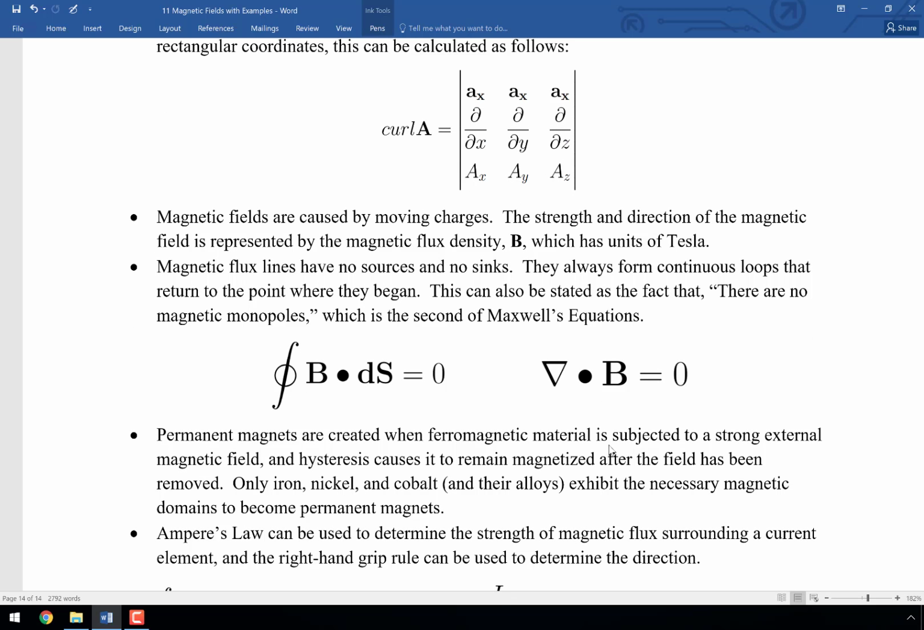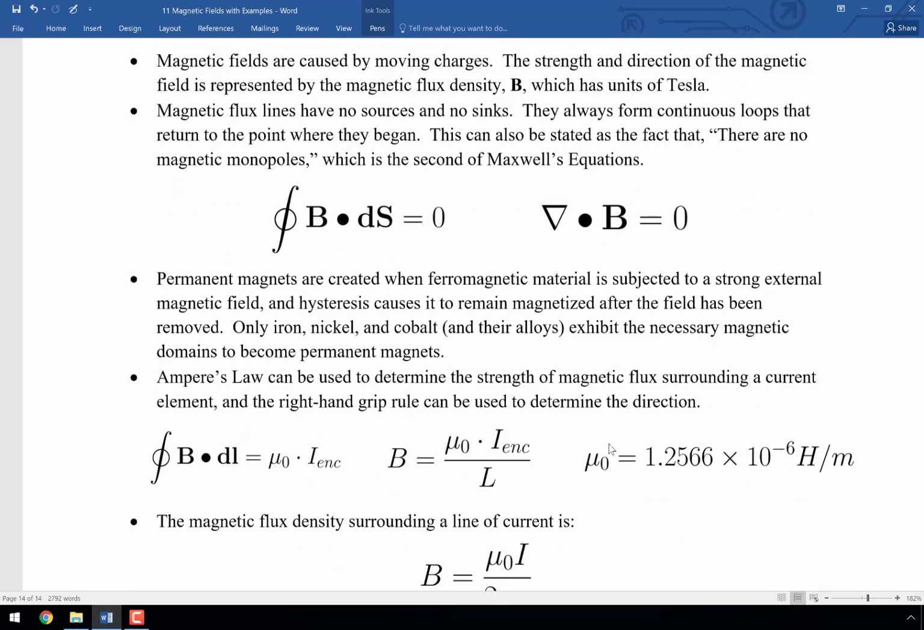They always create complete loops. So therefore they have no sources and no sinks. And this then becomes, there are no magnetic monopoles, which is the second of Maxwell's equations. We have both an integral form and a point form, as we do with all of Maxwell's equations.